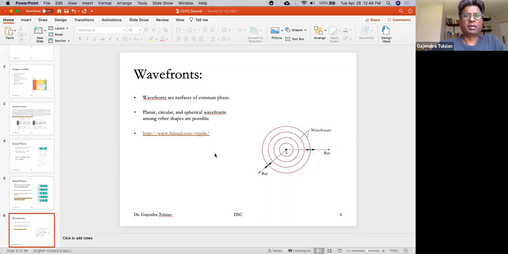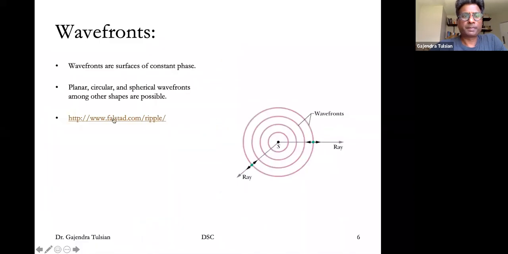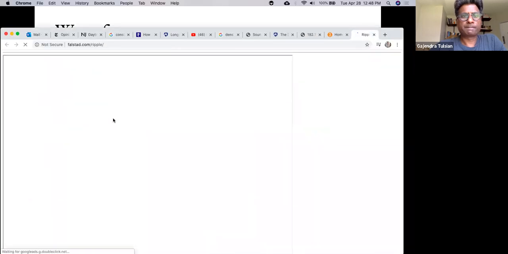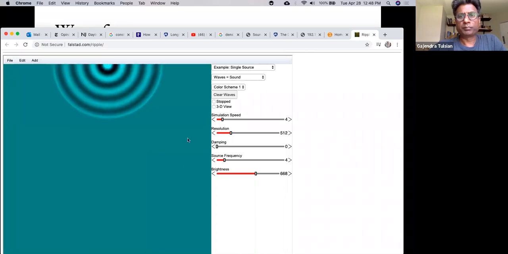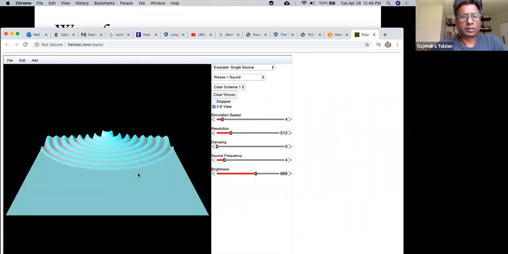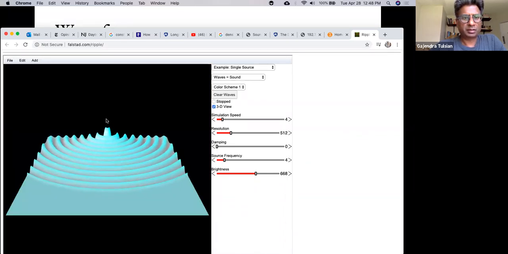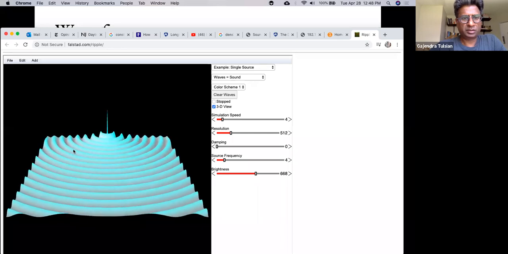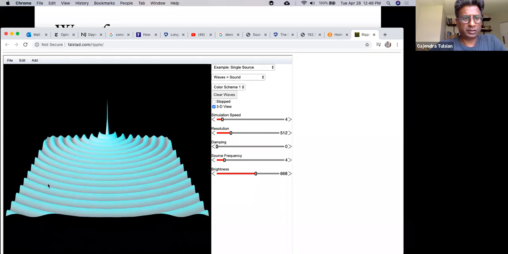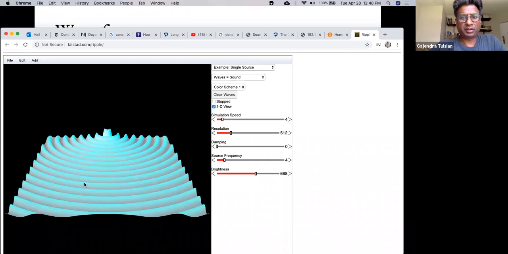Okay, so let's look at the ripple tank. Here's a ripple tank. You can imagine a mass attached to a spring that's oscillating and hitting the water, and you can see circular wavefronts. So at any location, energy is traveling perpendicular to the wavefront.